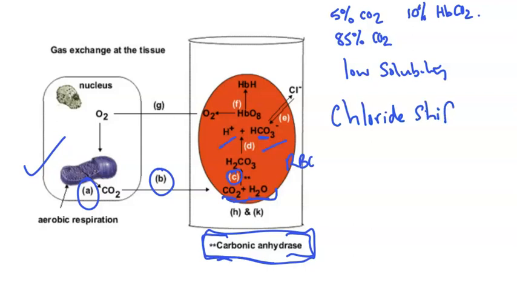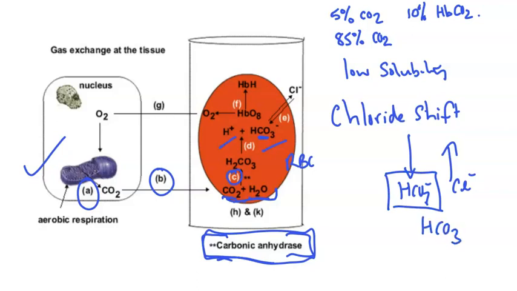And in this process, the hydrogen carbonate goes in one direction and chloride ions are pumped into the red cell in the other direction to maintain the charge balance across the membrane. So now most of the carbon dioxide is present in the plasma as hydrogen carbonate ions, and that would be transported to the lung to be exhaled.